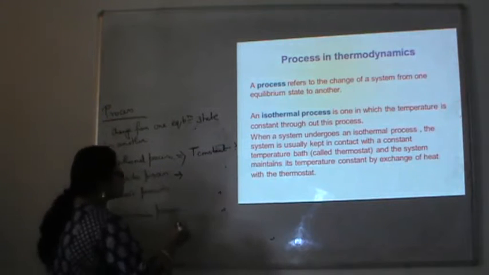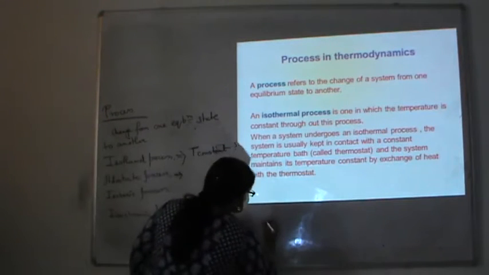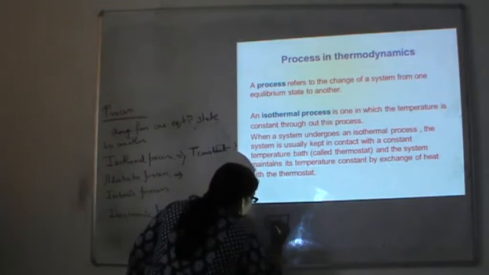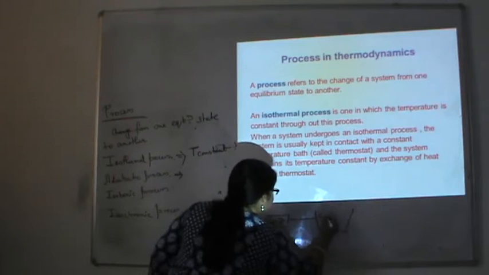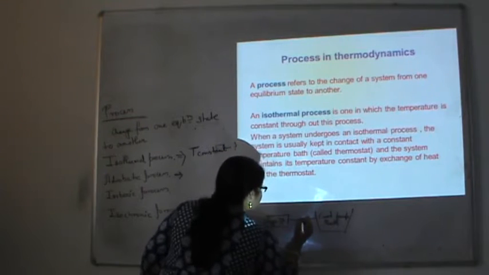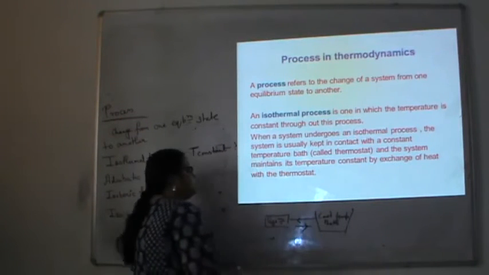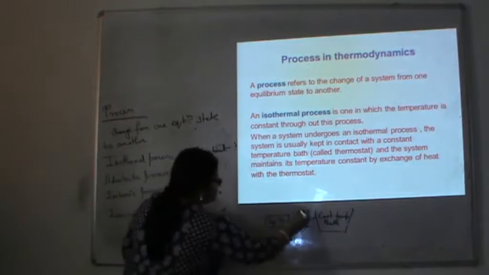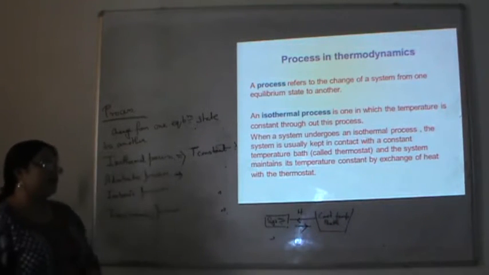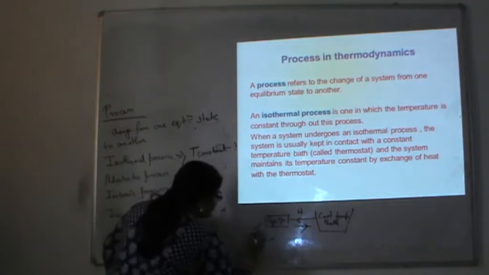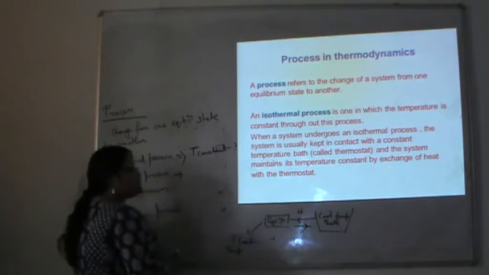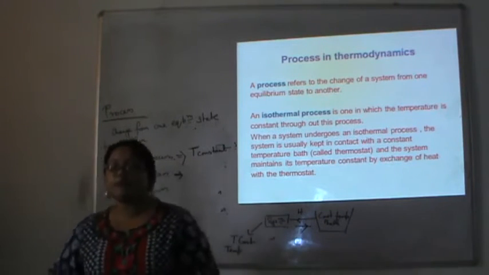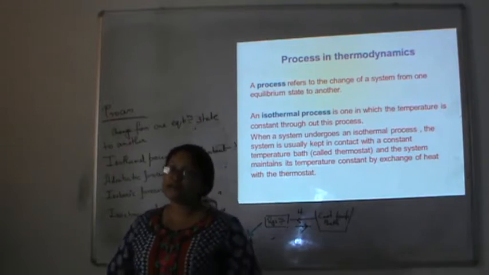So in this case, the system is attached with a constant temperature bath. It can give or take heat to the constant temperature bath for maintaining the temperature constant. So an isothermal process is one in which the temperature is constant throughout the process.